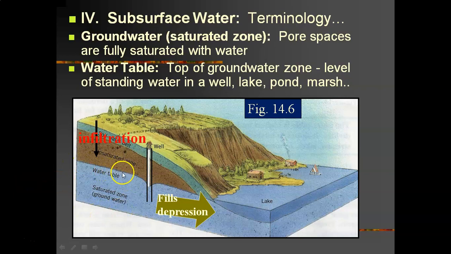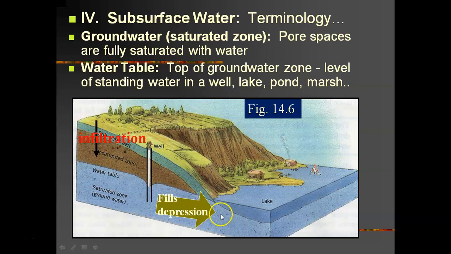And the water table is nothing more than the top of the groundwater zone. All right, now you can actually see the water table if you dig a natural well, because what's going to wind up happening is, because all the pore spaces are filled, you've got water pressure, and so you've got an empty area here, and the water is just going to fill in that gap through water pressure. And so if you look at a natural well and you see the level of standing water, well, that's going to represent the water table.